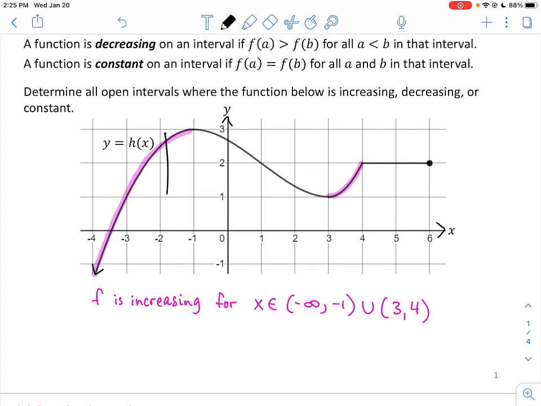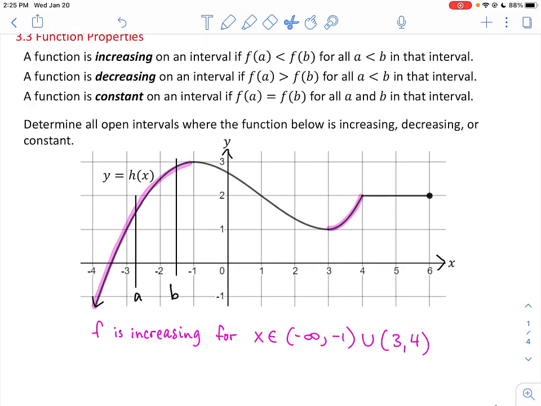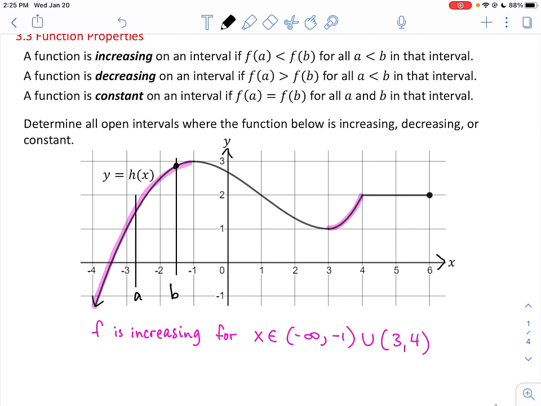Pick any one interval, pick two vertical lines, call one of them x equals a, and another vertical line x equals b. So just make sure that b is larger than a. In other words, b is further to the right of a. That's what we're saying right here. And if I do pick a b larger than a, then notice that f of b is up here and f of a is down here. The y-coordinate of the one on the right is higher than the y-coordinate of the one on the left.